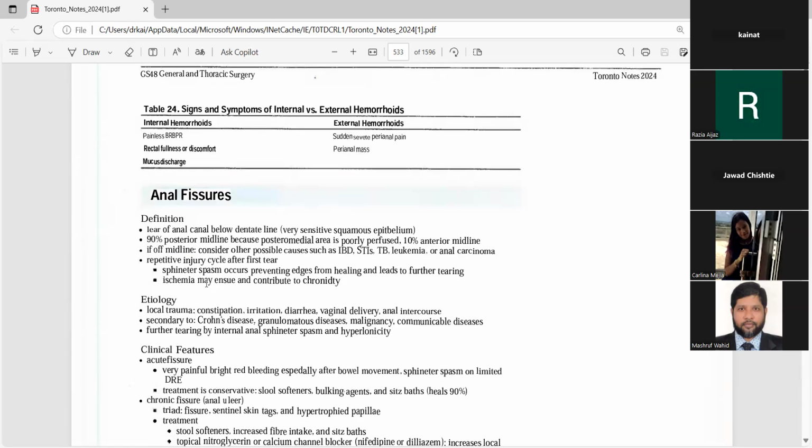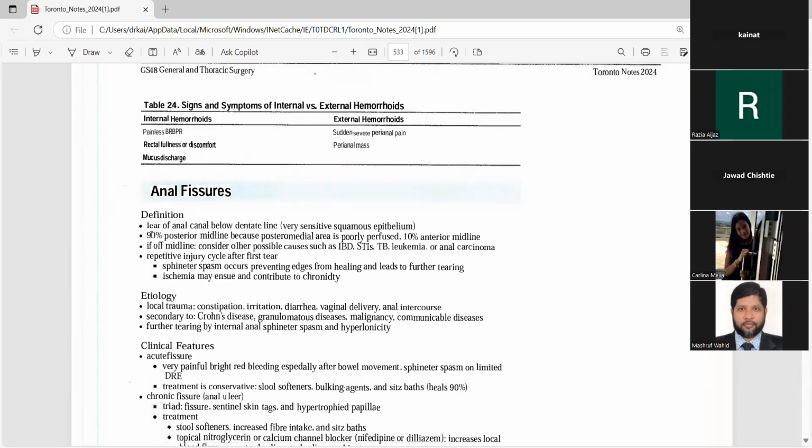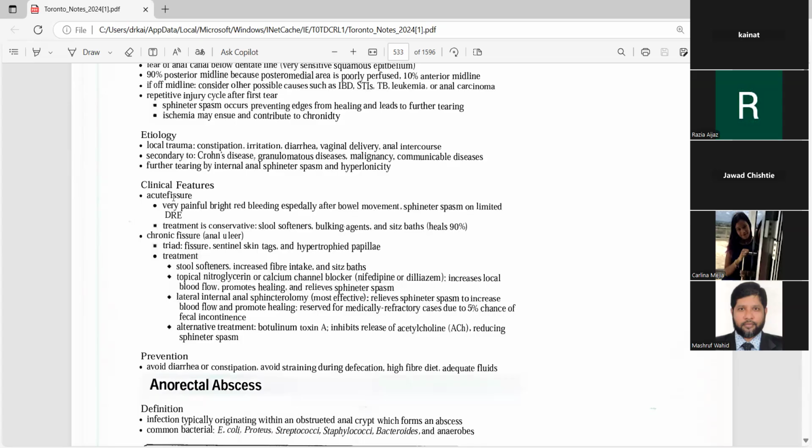Anal fissure is one of the important ones. Usually, what happens is after an episode of constipation, prolonged constipation going on, and now he's having pain. So in this case, the main thing is basically the clinical features, very painful with bright red blood. Okay, so don't mix up this one. This one is very, very bright red blood. Treatment is conservative like stool softener, bulking agent, sitz bath, steroid cream, and all that.